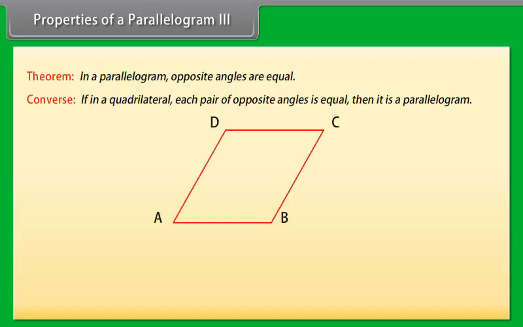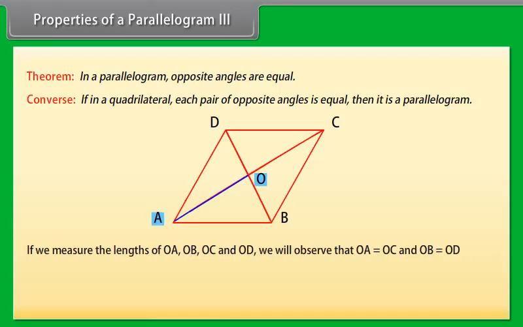Draw a parallelogram ABCD and draw both its diagonals intersecting at the point O. If we measure the lengths of OA, OB, OC and OD, we will observe that OA is equal to OC and OB is equal to OD. Or we can say that O is the midpoint of both the diagonals. If we repeat this activity with more parallelograms, we will find that O is the midpoint of both the diagonals.